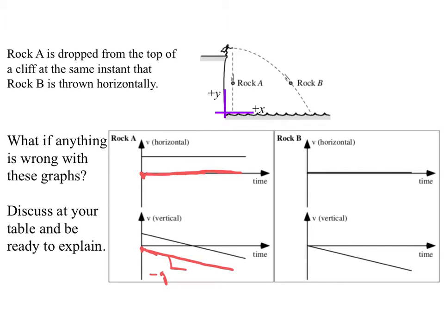If we look over at rock B, it says that it starts off with no horizontal velocity, and then stays that way, which ironically is what A should have been. But B should have started off with some velocity and then stayed constant, which means that A and B on the horizontal were swapped. And then for the vertical, it says that it starts with no vertical velocity, which is true, and then descends at a constant rate. So that one is correct. And again, a slope of minus g.